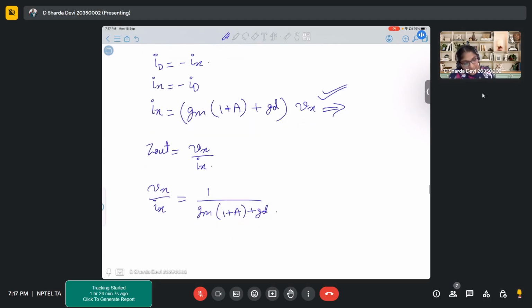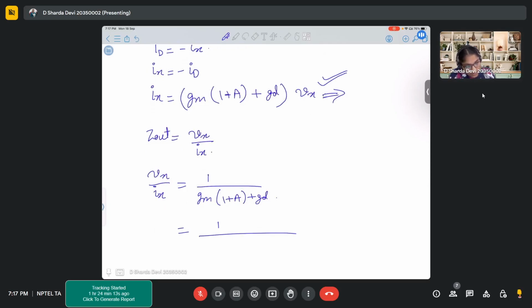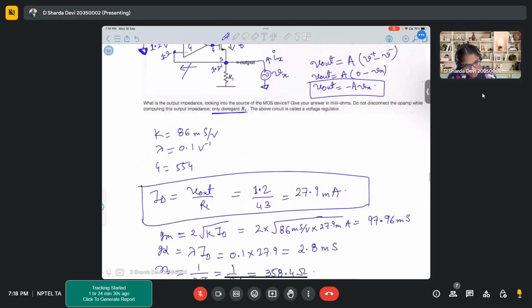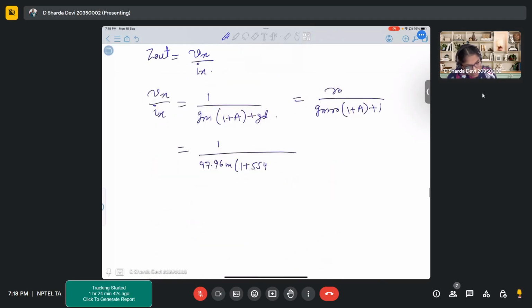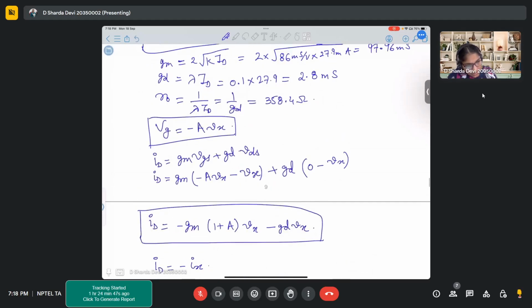Now here we can simply substitute the value and solve it. So this is 1 upon, and you can write it in terms of R naught also. So it will be like Gm R naught 1 plus A plus 1. So you can write it either way. It is up to you. So it is like 1 upon 97.96 milli into 1 plus 554, plus how much is this? 2.8.